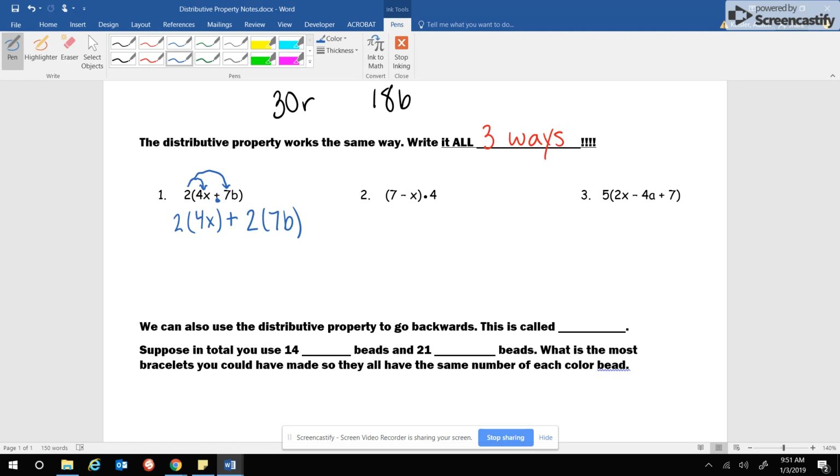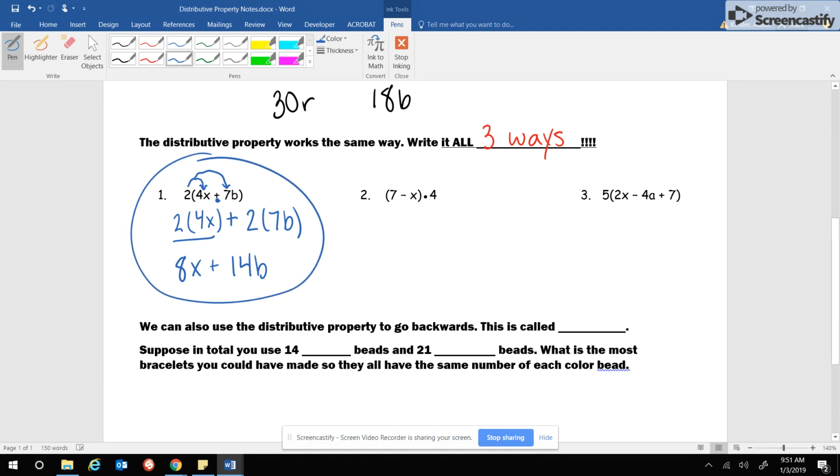And then the last way I can write it is actually by multiplying these. So I know 2 times 4x gives me 8x, because 2 times 4 is 8. And I know 2 times 7 is 14, and I'm going to keep the b. So this is all 3 ways right here. 2 times 4x plus 7b is equivalent to 8x plus 14b.